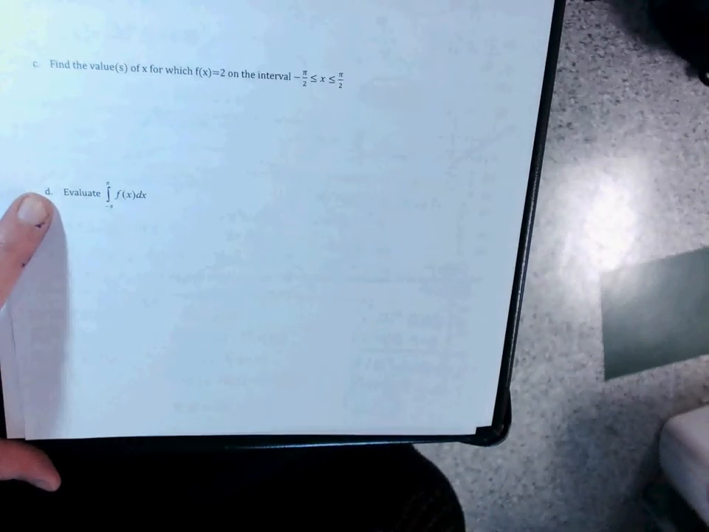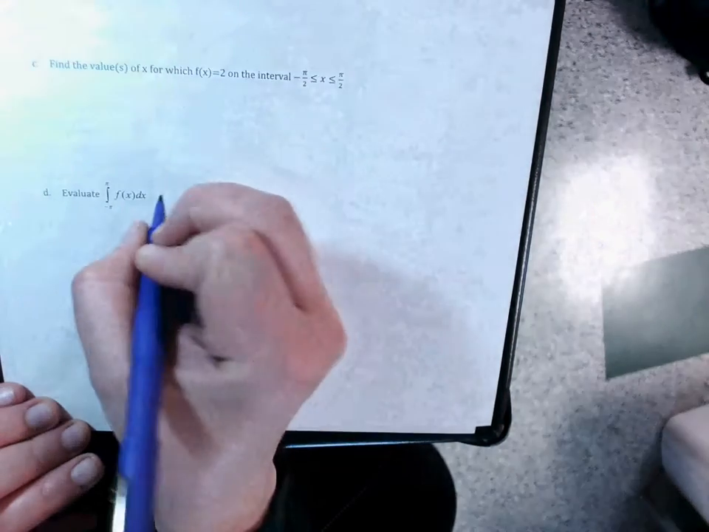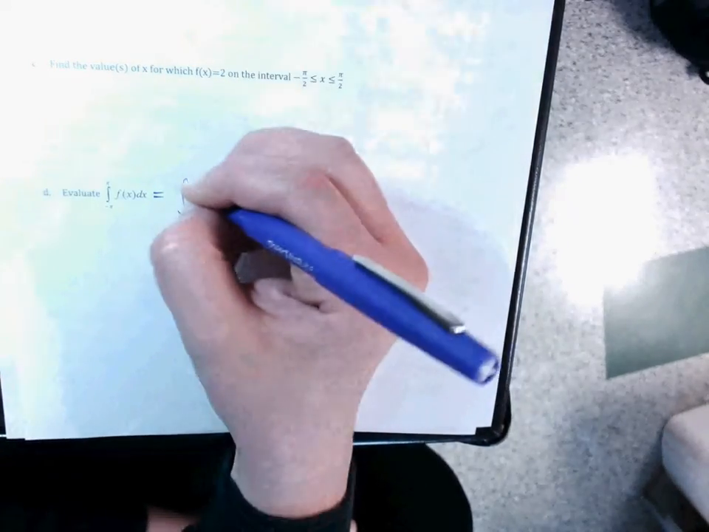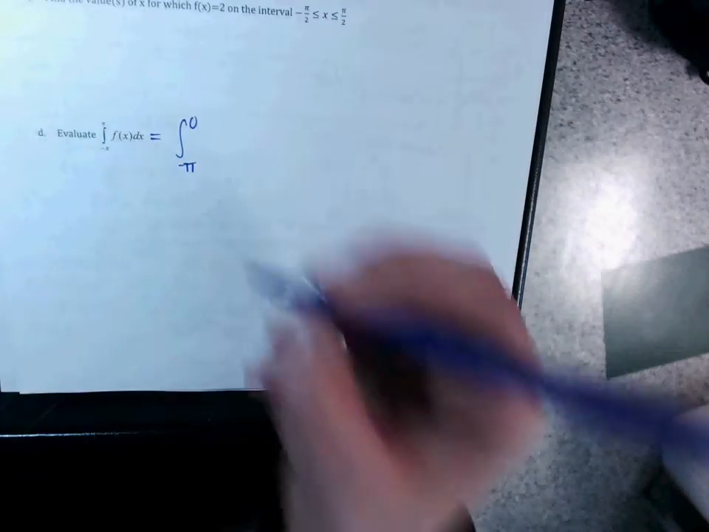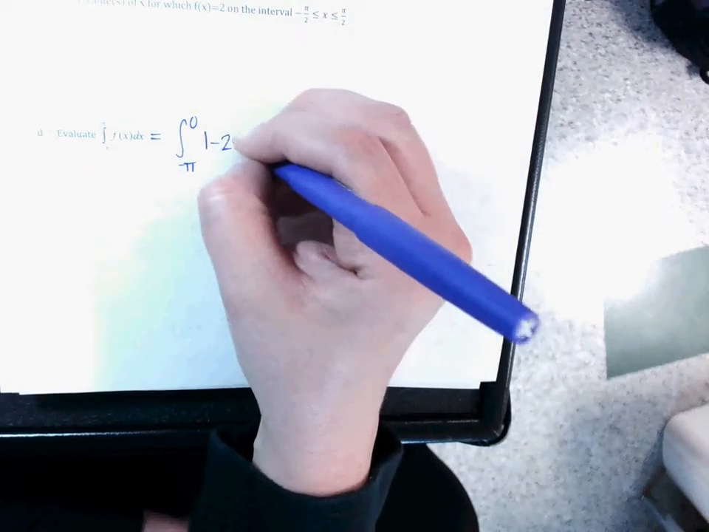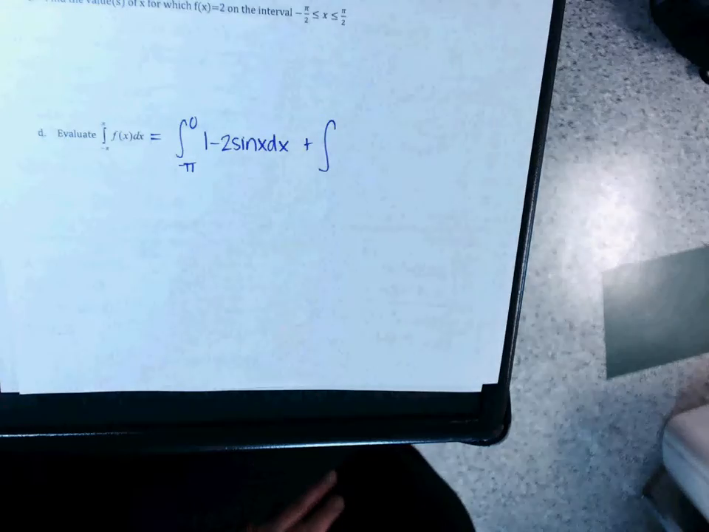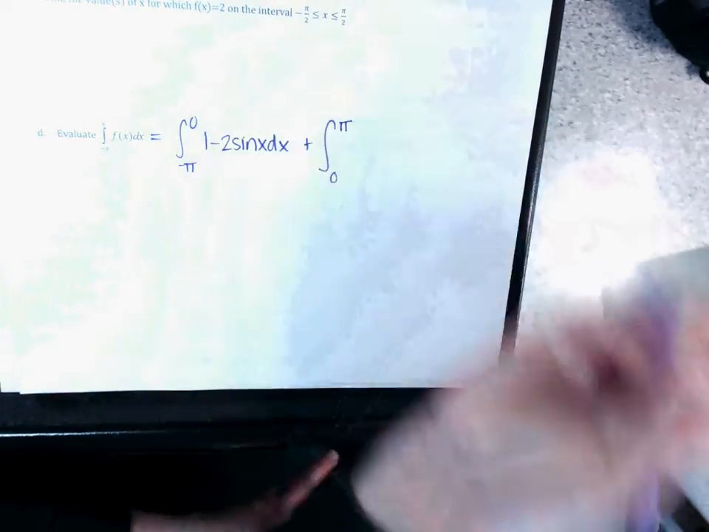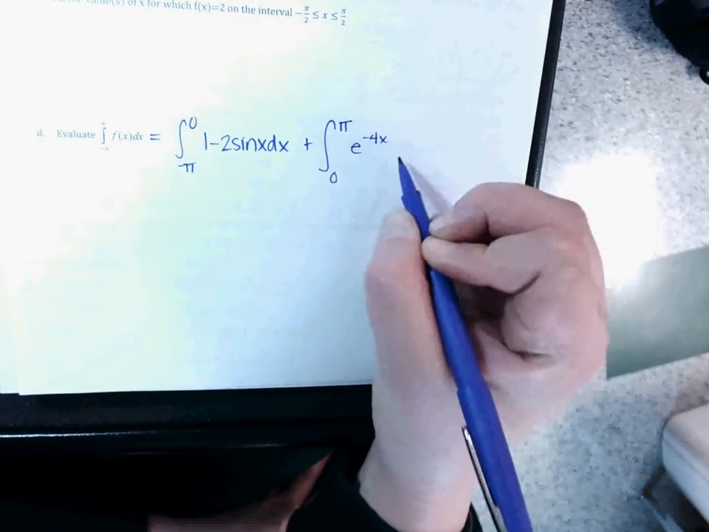Okay, for part D, you want the integral from negative pi to pi. Where would your breakpoint be? At 0. So from negative pi to 0, I would use which function? The top one, which would be 1 minus 2 sin x. And then my second integral, I'd pick up at 0 and go to pi, and my function for that one would be e to the negative 4x.